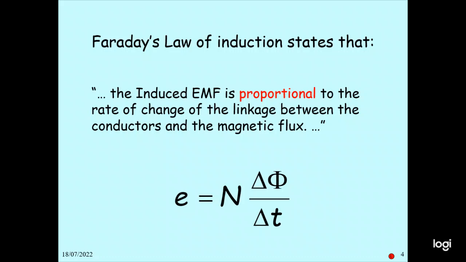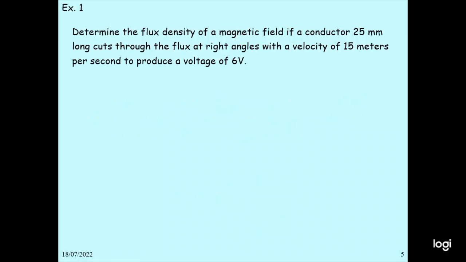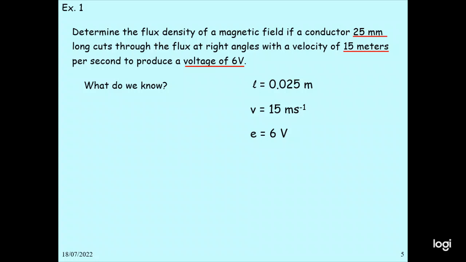Determine the flux density of the magnetic field if a conductor 25 millimeters long cuts through the flux at a right angle with a velocity of 15 meters per second to produce an EMF of 6 volts. What do we know? The length is 0.025 meter, velocity is 15 meters per second, E is 6 volts. What we want to know is flux density B. So E equals BLv, so B equals E divided by Lv. 6 divided by 15 times 0.025, you get 16 Tesla.